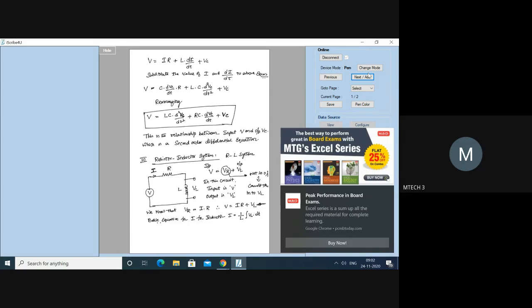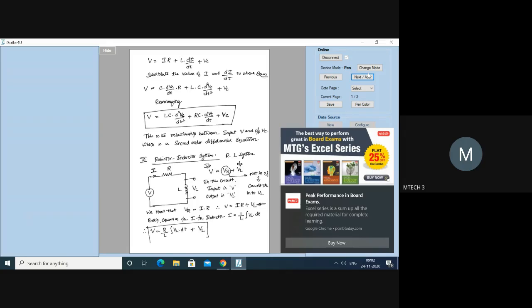Now, what shall we do? Substitute this, because I is the same. I is the same for R also, for L also. The value of I is the same passing through the resistance and also the inductor. Therefore, V is equal to I into R, and I is 1 by L integral, so V is equal to R by L integral of VL into dt plus VL. It is already in the form of the output.